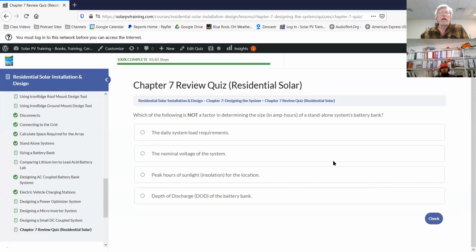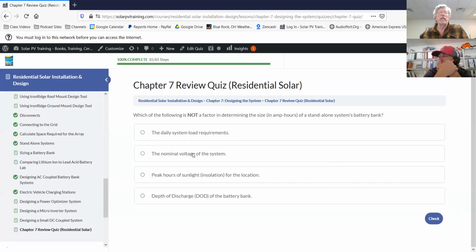Okay, which of the following is not a factor in determining the size in amp hours of a standalone battery bank? Well, the system daily load requirements, that's what we look for first, right? Almost always when we're doing our math, the first thing we need to know is what are the load requirements? And we do it on a daily basis because the sun comes out on a daily basis.